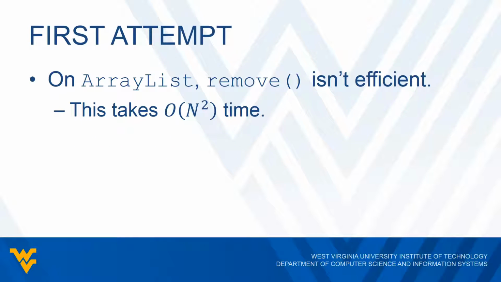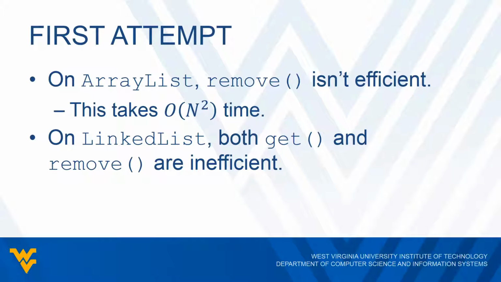Now, what about the linked list? Well, the problem there is going to be with both the get and remove methods. Those are also inefficient. We're going to have to spend O(n) time searching the list to find the items, to see if it's an odd or an even number, or to remove the item if it is even. So for linked list, it's also going to take O(n^2) time. So we see here that for both implementations, this approach is not that great for removing the items in the list.